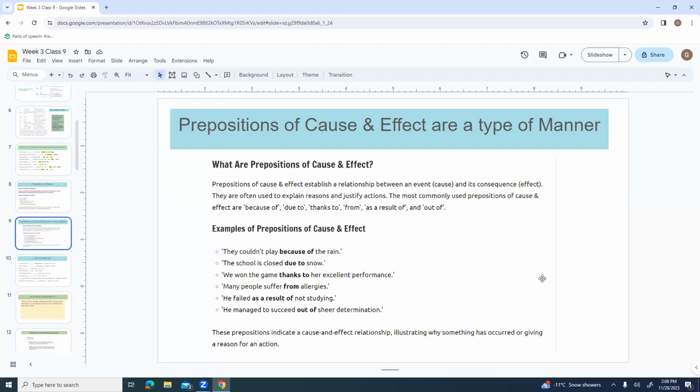They couldn't play because of the rain. Now, I couldn't just say they couldn't play because the rain. It has to have the of there. The school is closed due to snow. We won the game thanks to her excellent performance. Many people suffer from allergies. He failed as a result of not studying. He managed to succeed out of sheer determination. They indicate a cause and effect relationship, why something has occurred, or giving a reason for the action.